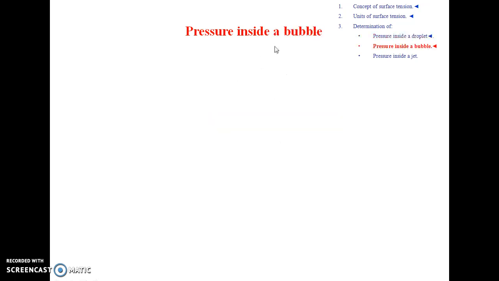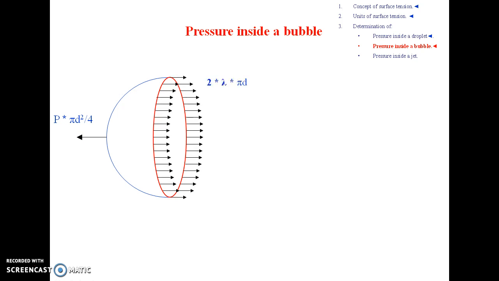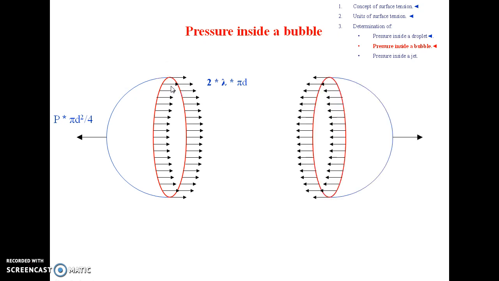If we consider pressure inside the bubble, this is the case. In a similar manner, this is half of the bubble which is split. The pressure force remains the same, pressure multiplied by the area of cross section, which is pi d squared by 4, but the force due to surface tension is doubled. It is twice lambda multiplied by pi d, because in this case there are two surfaces, one from the outside of the bubble and one from the interior of the bubble. Same is the case with the second half.